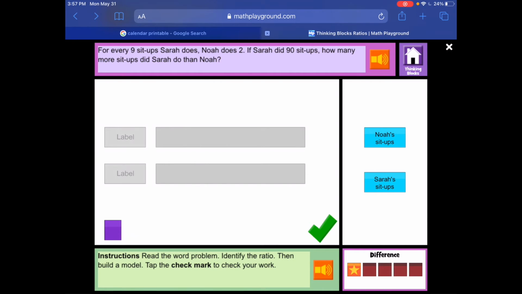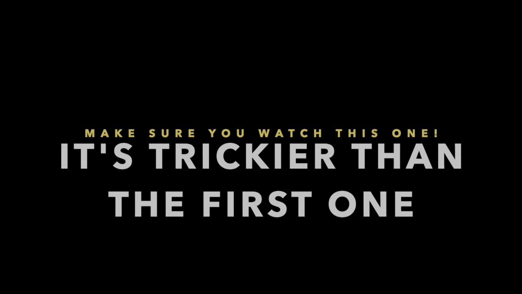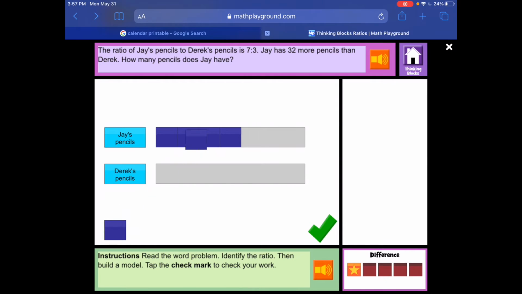Let's see if we can find a different style. I'm going to see if I can find the other place that they might put the difference in. All right, I found the other type of problem, and I call this like the level 2 version. And you'll see how this one comes in a little bit differently. Let's start the same though. The ratio of Jay, he got mentioned first, Jay's pencils to Derek's pencils is 7:3. So 7 on the top, 3 on the bottom.